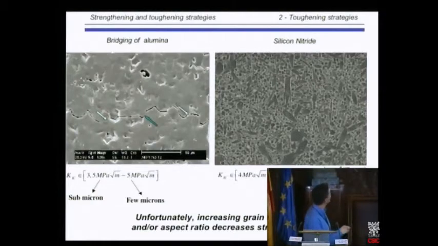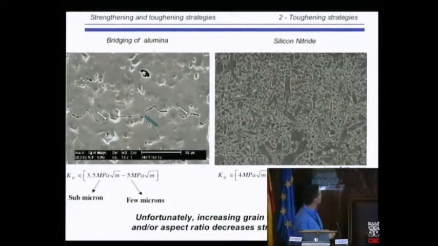So this is the alumina we have seen before. This is a grain which is only partially broken. This is a grain which is not broken at all. So they act to close the crack. It's also operative, so this is alumina. It is also very well operating in silicon nitride. And so increasing the grain size increases the toughness.